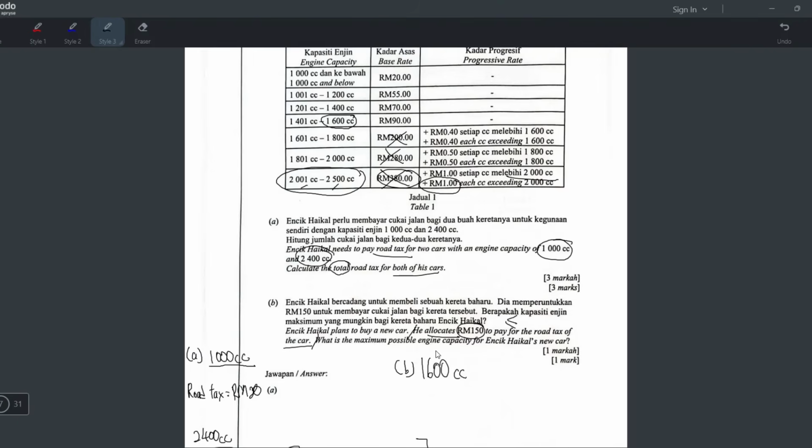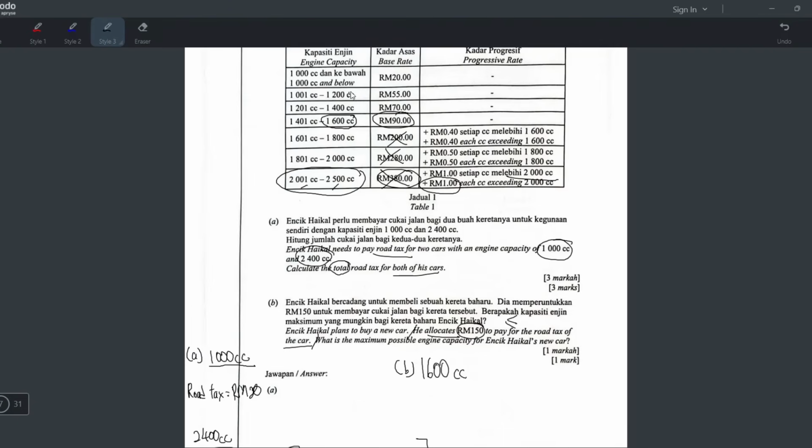Because if you beli, contoh you beli kereta yang 1600 cc, Eurotax bayar 90 saja. Ya, 90 saja. Tapi kalau you beli 1601 cc, okay, finish. You have to bayar 200 ringgit tambah dengan 4%, which already melebihi dia punya budget. So that's why tak boleh beli 1601. The maximum yang boleh dia beli is 1600.